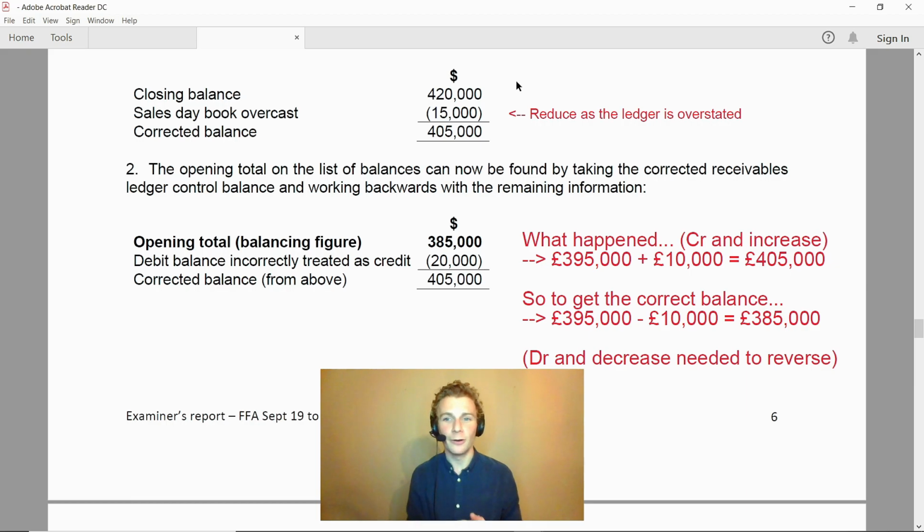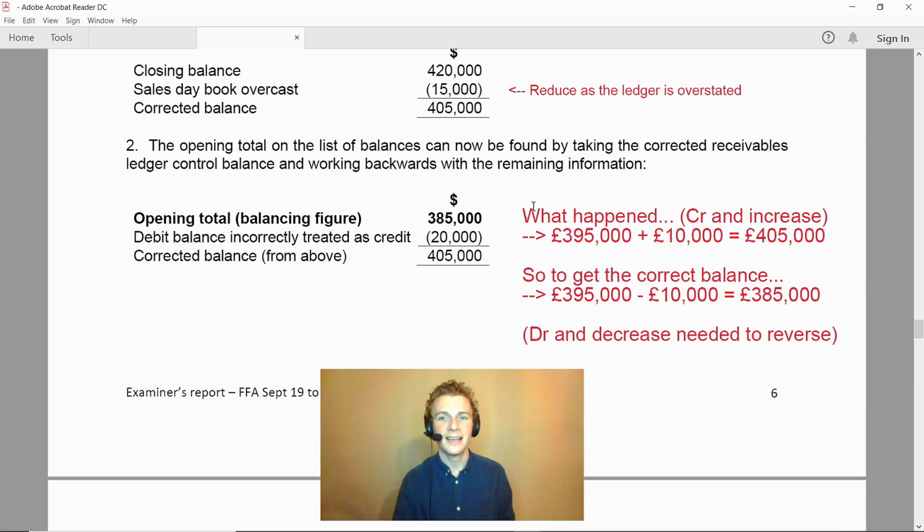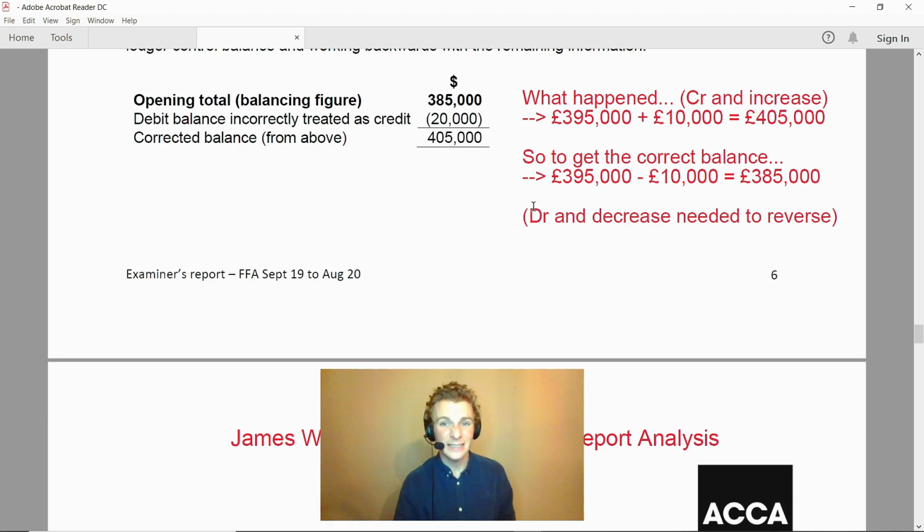Then we've got the second one, where the opening total of the list of balances was not correctly done. This is the way I worded it versus what ACCA have got on here. First of all, they've got what happened. As I said, it was credited and increased. What happened was it took the amount and increased it by 10,000. But to get the correct balances from that amount, we should have reduced it by 10,000.